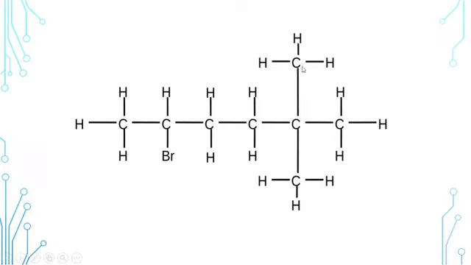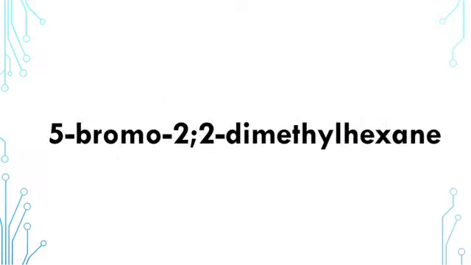So now we have 2 methyl groups in carbon number 2. That's 2,2-dimethyl. And then we have bromine in carbon number 5. That means that's 5-bromo. But now when it comes to naming, we have to follow the alphabetical order rule. Remember, B comes before M. So now when we name, we have to say what? 5-bromo, 2,2-dimethylhexane. And that's how you name that one.